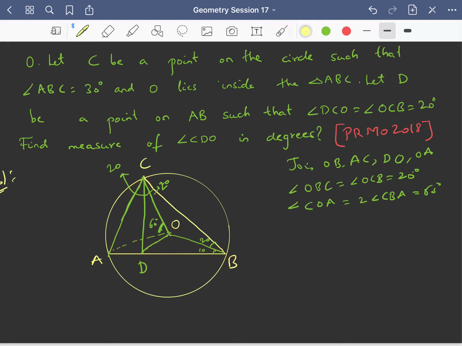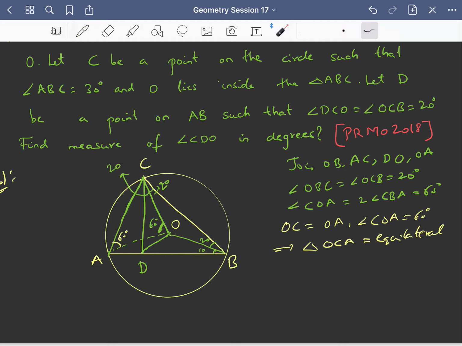Yes, now if you see this triangle OCA, OC is equal to OA, right? Because these are radii and this is 60 degrees. So we know that if in a triangle two sides are equal and the included angle is 60, then the triangle is what? Equilateral triangle. So OC is equal to OA and angle COA is equal to 60 degrees implies the triangle OCA is equilateral. This we have already proved and you can prove it again. It is quite simple. So then this angle is also 60 and this entire angle ACO should be 60, right?